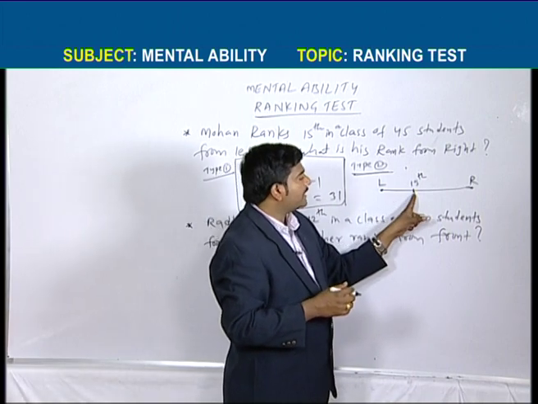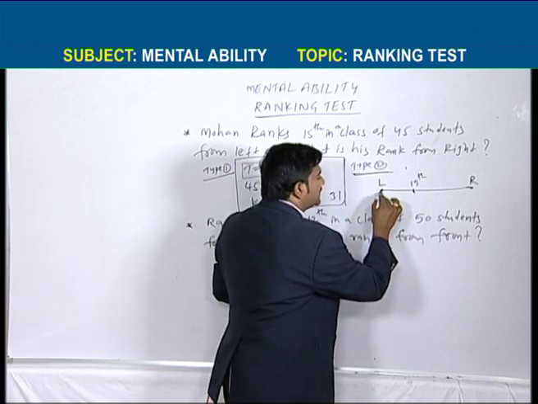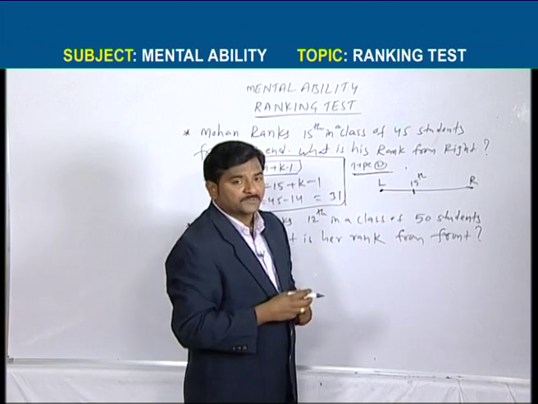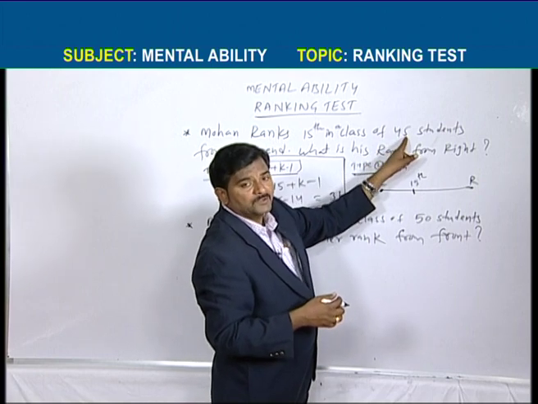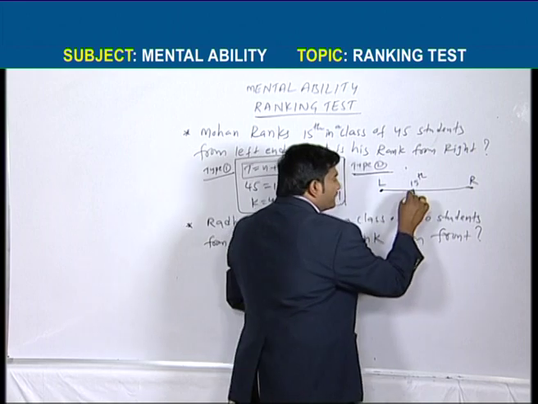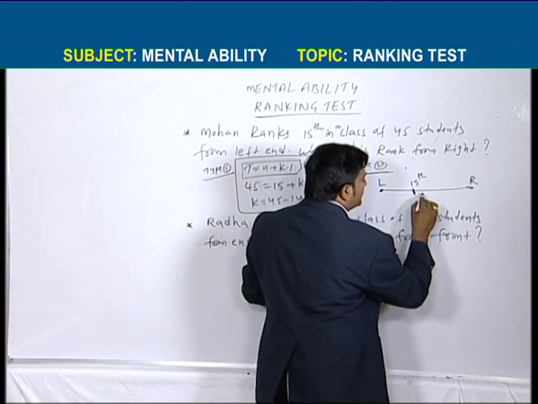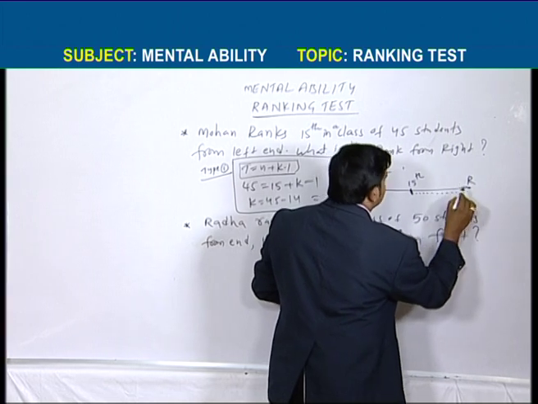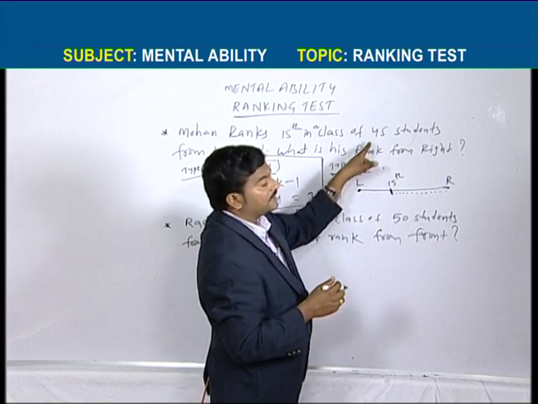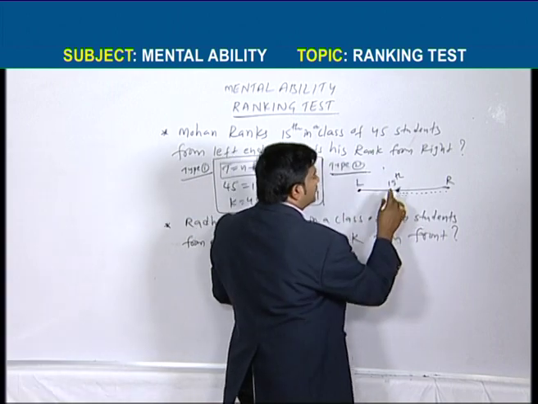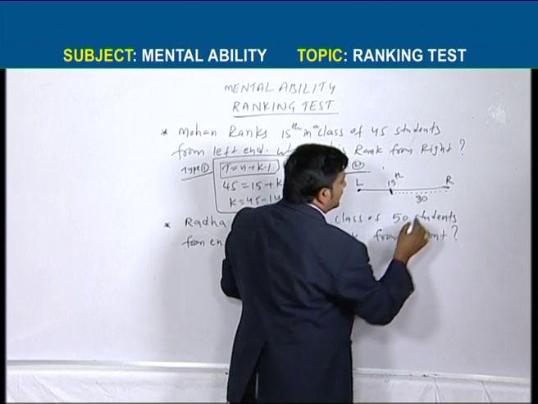Therefore, Mohan occupies 15th from the left end. So here this is the left side, and the 15th position from the left. One thing is clear: total there are 45, and up to 15 ranks are given. We have to identify the remaining ranks. Total 45, I know the 15th position, so next you will get 30 ranks.